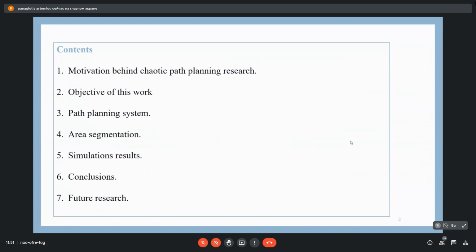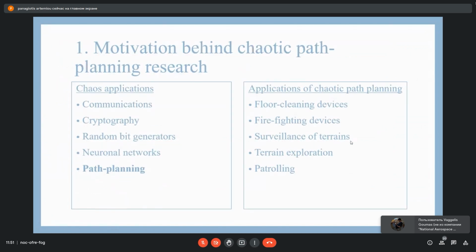I'm going to start by talking about the motivation behind chaotic path planning and the objective of this work, and continue with the path planning system and the area segmentation technique that we used as an optimization technique. Then I'm going to present the simulation results and conclude this presentation and have some discussion about some future research ideas.